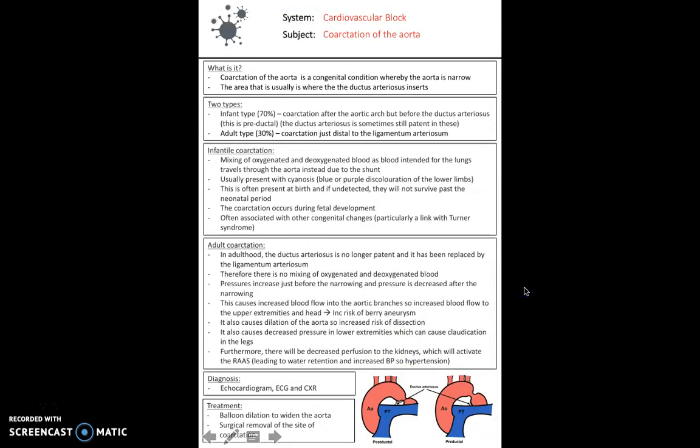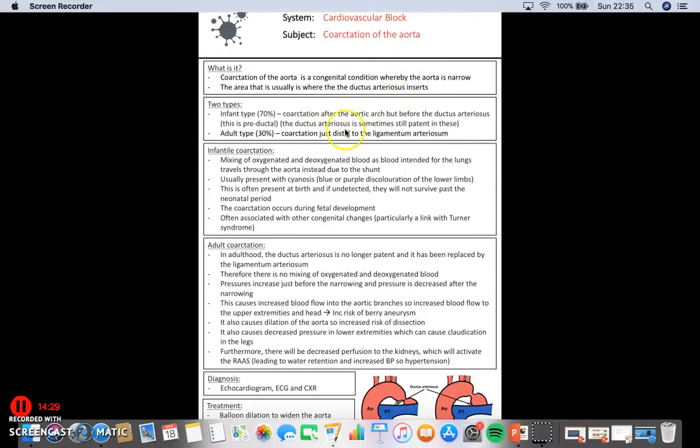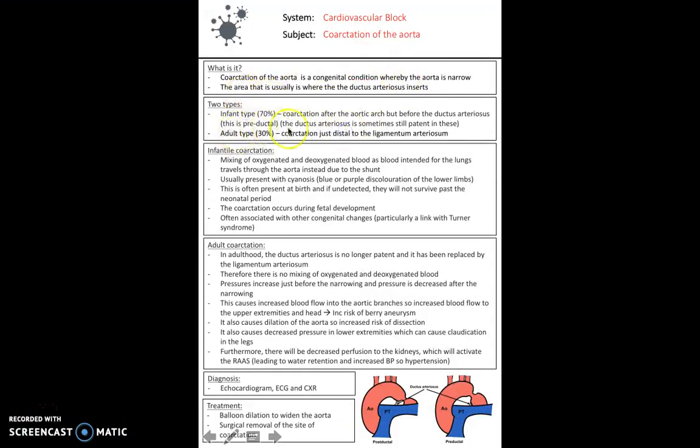So finally for this video we have coarctation of the aorta, and this essentially is a congenital abnormality in which the aorta is narrowed, so that's what coarctation means, it's a narrowing. And the area that's usually affected is where the ductus arteriosus inserts, so that fetal remnant. There are 2 types, so there's infant type coarctation and adult type, and infant type is much more common.